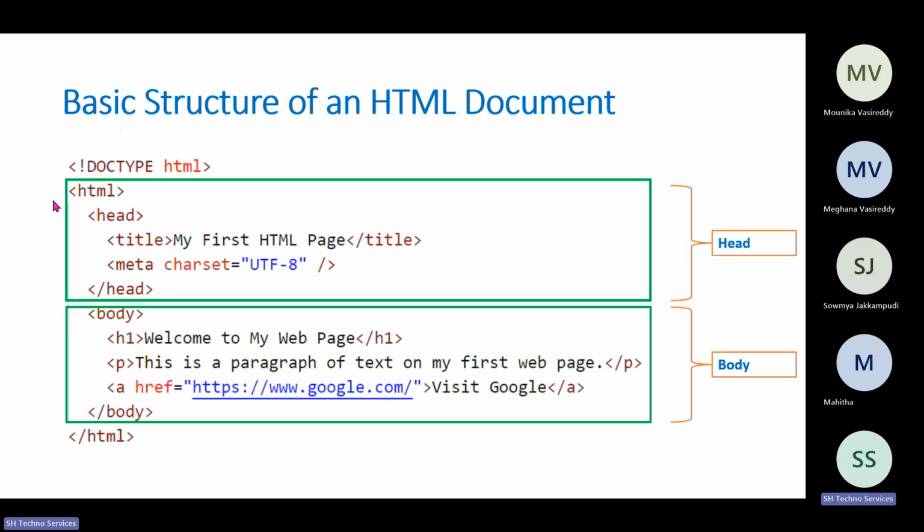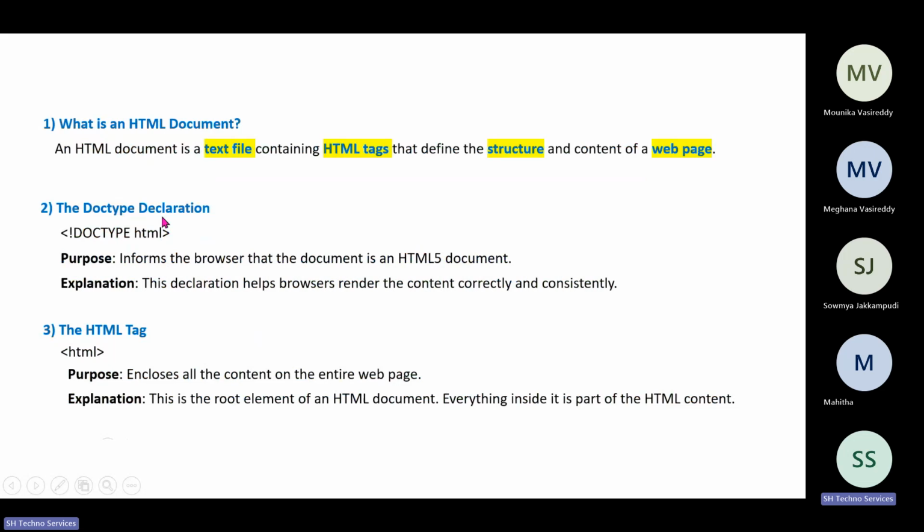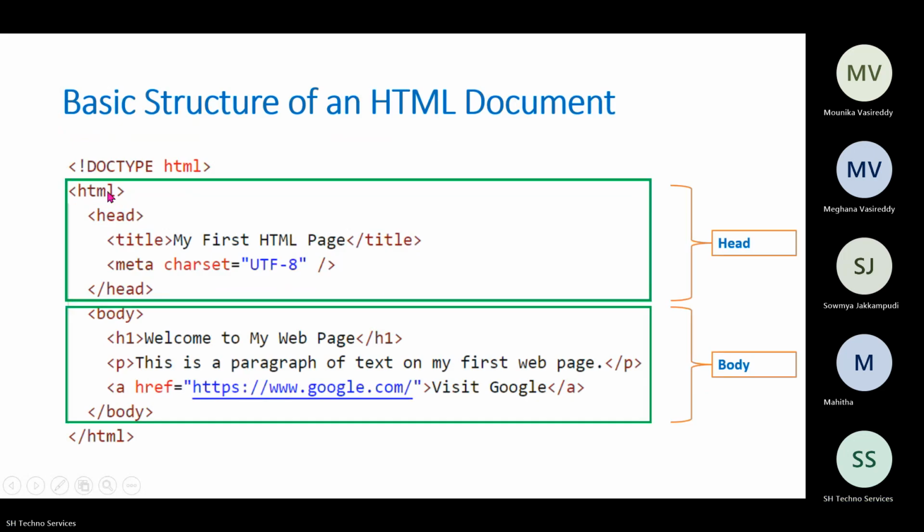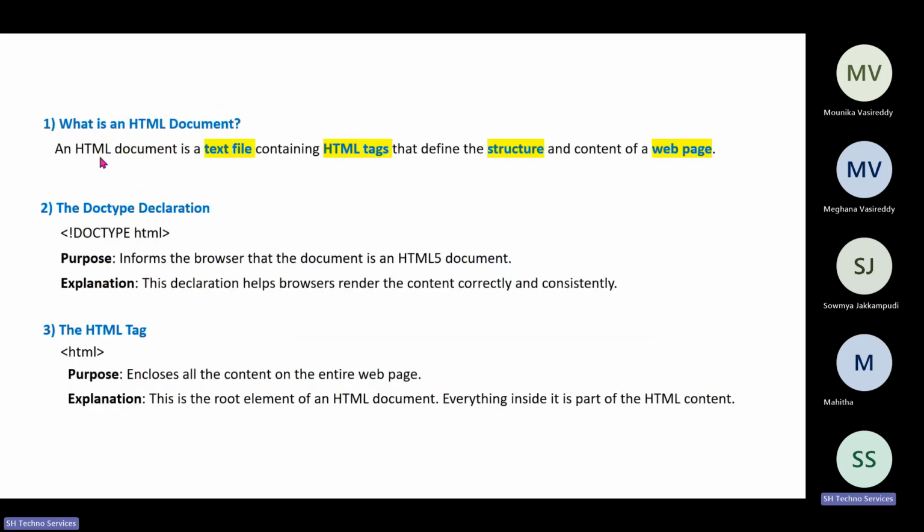And coming to here, the document type HTML informs the browser that the document is an HTML file. It is for the browser. The next tag is the HTML tag. Whatever we write in our HTML, everything should be inside the HTML tag, either head or body. It encloses all the contents of the entire web page. This is the root element of an HTML document.